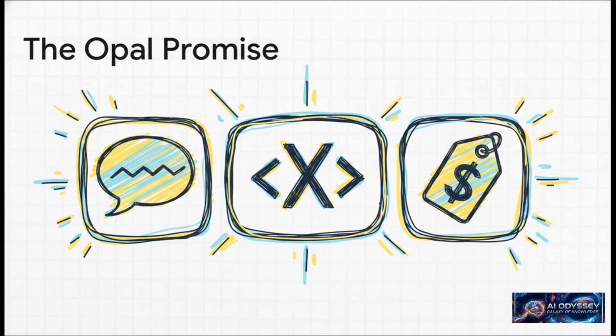The whole promise of Opal really boils down to three incredible things. First, you build with the language you already speak every day. Second, you need absolutely zero coding skills. None. And third, it's completely free to use. I mean, this is basically the democratization of app building right here.